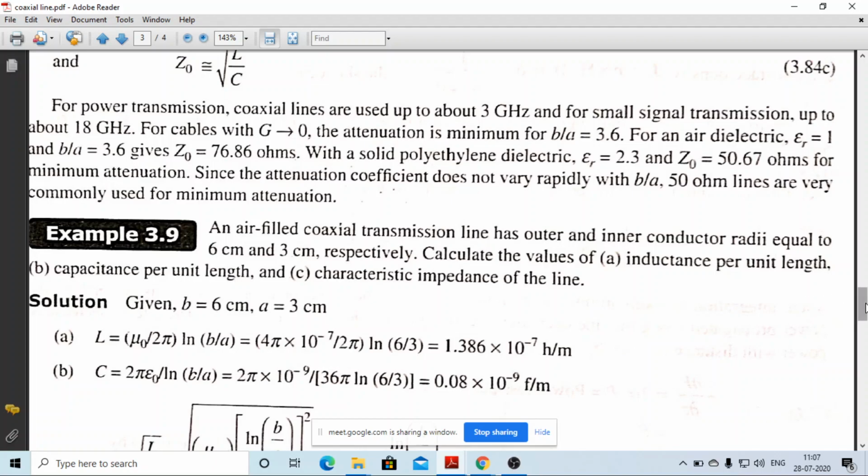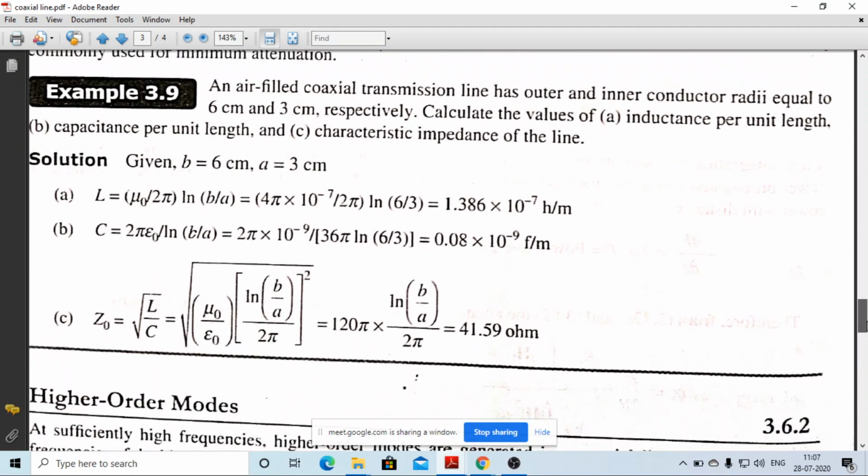So it is in terms of per unit length: inductance per unit length, capacitance per unit length, and then characteristic impedance, that is Z naught equal to root L by C. You can see the solution here. L can be calculated as mu naught divided by 2 pi. So mu naught is 4 pi into 10 to the power minus 7, divided by 2 pi.